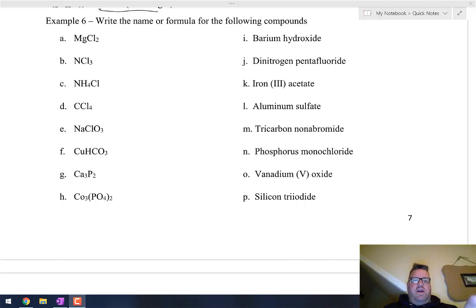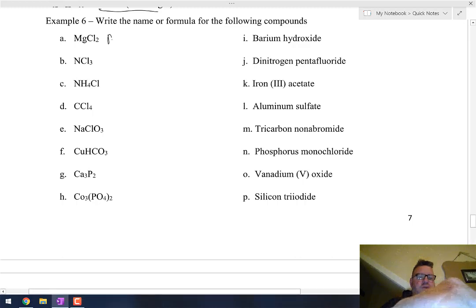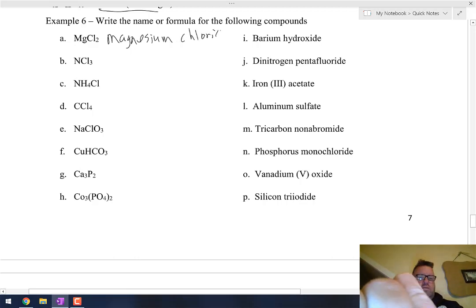Since I know it's ionic, I know that I don't use prefixes when I write the name. So that 2 after the chlorine doesn't have any bearing on the name. Now that I know it's ionic, I ask myself, does it need a Roman numeral or not? If it doesn't, I just write the name. If it does, then I have to figure out what that Roman numeral is. Magnesium is in the second column. It's always a +2 charge. Its charge never changes. So it is just magnesium chloride.